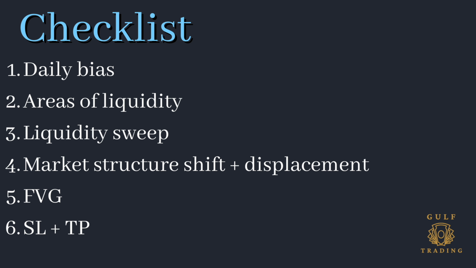We're getting straight into it then. So the checklist that you should follow when you're trading this model is this. These are the 6 steps. So first, you're going to need your daily bias. Then you'll look for areas of liquidity. Then you'll wait for a liquidity sweep, followed by a market structure shift with displacement. Then you're going to enter on a pullback to a fair value gap, the FVG. And then you're going to decide on your stop loss and take profit placement. And I'll go into in-depth on all of these 6 points.